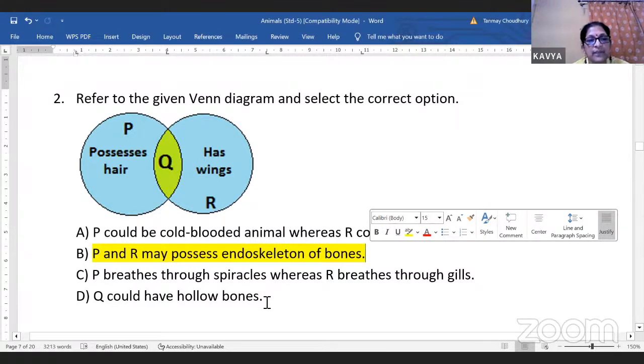Okay. Q could have hollow bones. How could Q have hollow bones? R can have hollow bones because R has got wings. And Q cannot have hollow bones because Q will not possess hair. So this will not be the answer. So B will be the answer.